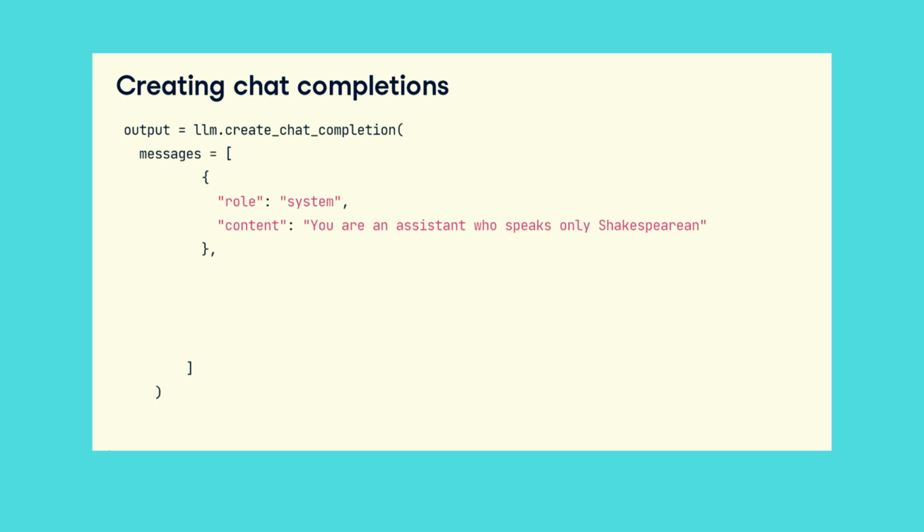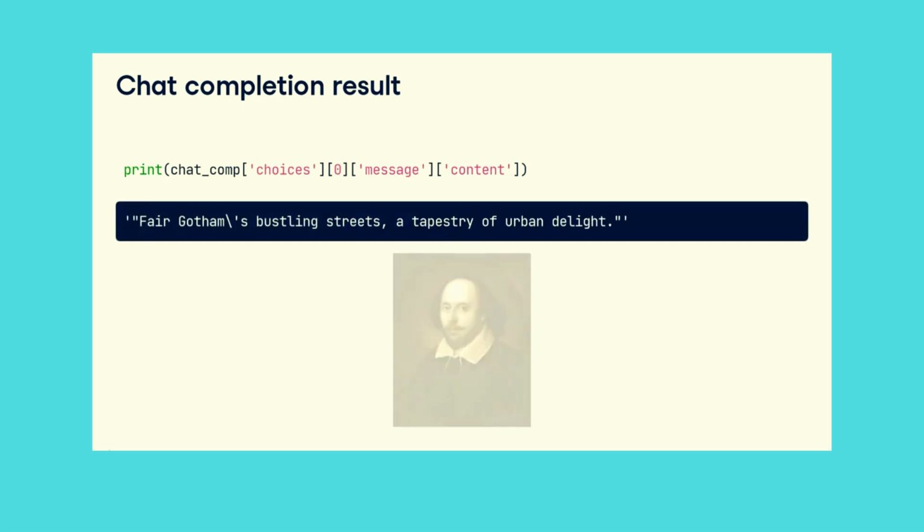The first message is the system instruction, defining a system who speaks only Shakespearean. The second message is the user asking a question. We can retrieve the completion the model produced with this code, which shows this output. Very Shakespearean.